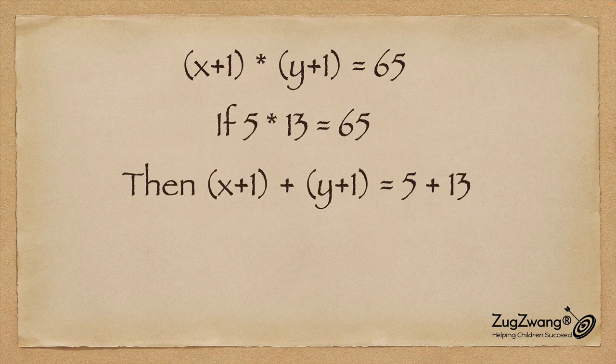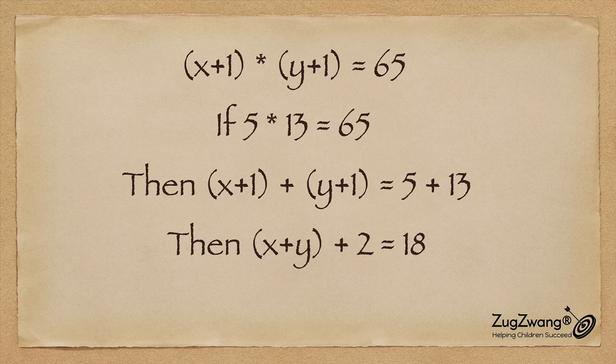So (x plus 1) times (y plus 1) is 65, which means x plus 1 could be 5 or 13 and y plus 1 could be 5 or 13. Now, instead of individually looking at each one of them, we can use the commutative property of algebraic expressions and say (x plus 1) plus (y plus 1) should be 5 plus 13. It doesn't matter whether x plus 1 is the one taking you to 5, or y plus 1 is taking you to 13, because when we sum them up, we get this value.